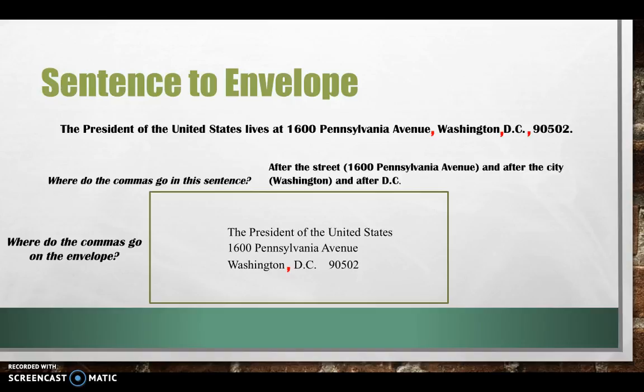You can see I've put extra space between the state and the zip code. That just helps when you write the letter, helps the mailman see it better. You don't have to do that. One space is fine, but there is no comma in between that.